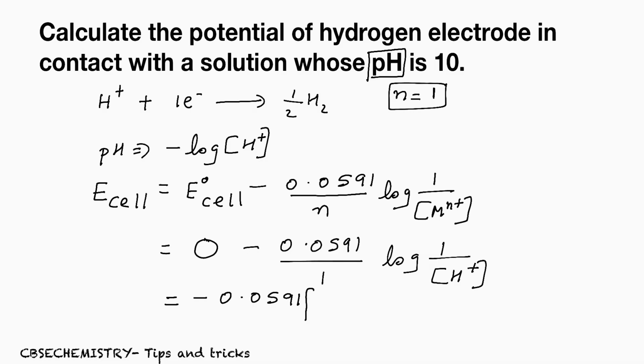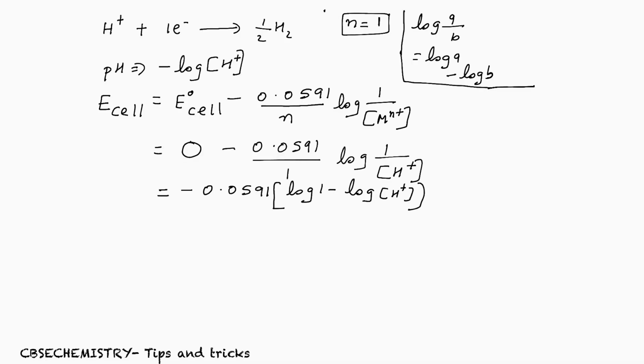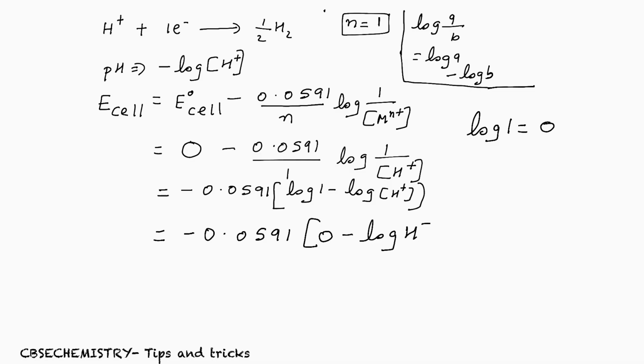0.0591. Okay, now here you can see log 1 by H plus. See, you must know this rule. Log A by B is what? Log A minus log B. So we are going to use that rule here. So log 1 minus log concentration of H plus. Correct, right? But we know log 1 is equal to what? Log 1 is equal to 0. So it becomes minus 0.0591 times 0 minus log H plus.